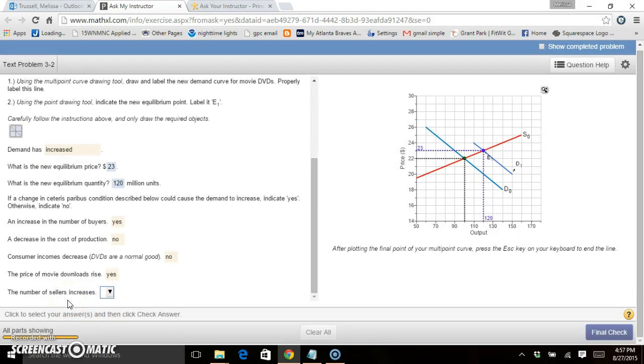The number of sellers increases. So if the number of people who sell DVDs is increasing, is that going to make you want a DVD more? It probably doesn't affect how much a person wants a DVD or how much the market wants the DVD. So I'm going to say no to that. Just because more people are selling them doesn't mean you want more of them.